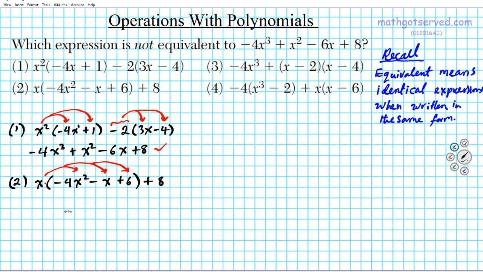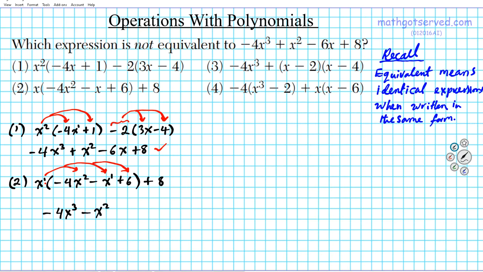Let's go ahead and distribute. Remember, x has a first power. x times negative 4x squared is going to be negative 4x to the third. You add the powers. X times negative x, there's a 1 here, so x times negative x would be negative x squared.